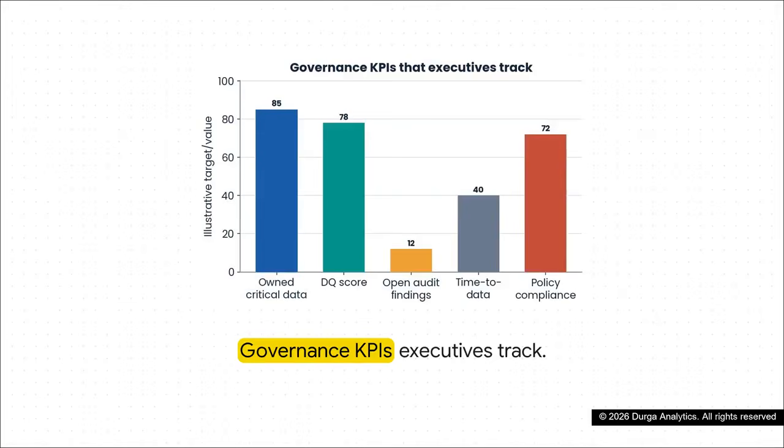These right here are the core governance KPIs executives actually want to track. Look at these. You see 85% for owned critical data. You see 78% for the data quality score. You see open audit findings sitting at 12%. Time to data, which, remember, is how long it takes an analyst to actually find and trust a data set, sitting at 40 days, and policy compliance at 72. These are solid outcome metrics. A scorecard with 5 outcome KPIs like these will beat a scorecard with 30 activity counts every single time. Seriously, cut every metric that wouldn't change an executive's decision.